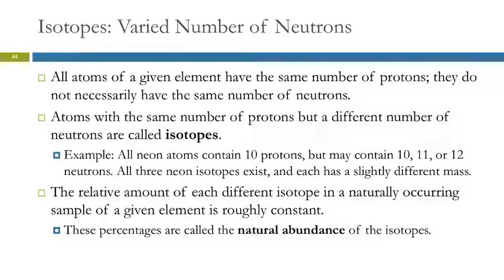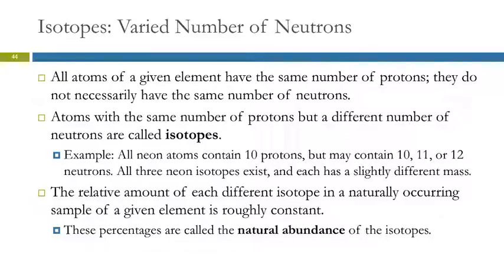So when you have atoms of the same element, same number of protons, but the numbers of neutrons are different, those are called isotopes. So isotopes are atoms of the same element, but they're a little bit different. For an example, neon. All neon atoms have 10 protons. But then there's 3 variations of neon atoms, 3 isotopes. One has 10 neutrons, one has 11 neutrons, one has 12 neutrons.